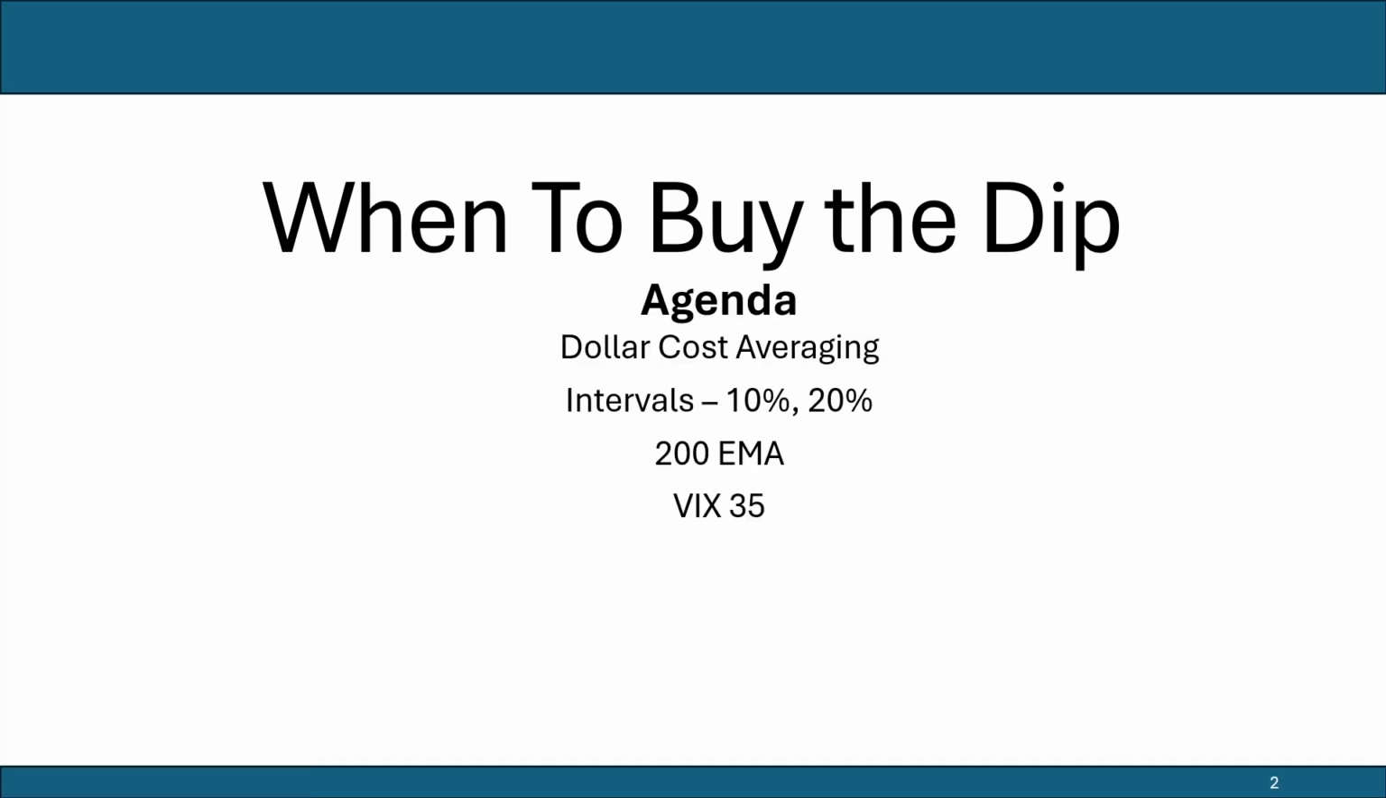So the first thing is dollar cost averaging. We're also going to talk about some intervals like 10 and 20%, how to buy at the 200 moving average. And the last thing, watch until the end to see this VIX 35. I think this is going to be something new for you, unless you already follow on the Discord. But watch until the end to see this VIX 35.